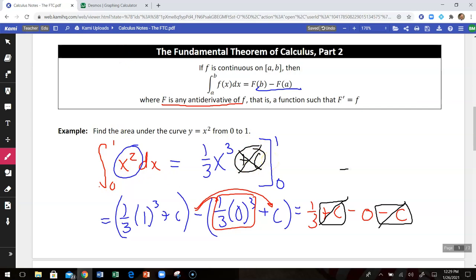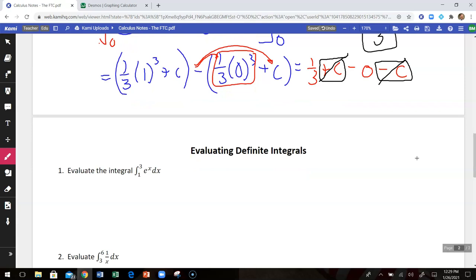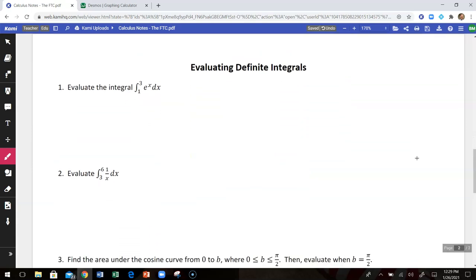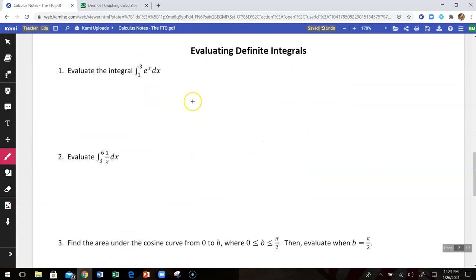So what do I end up with? I end up with an answer of 1/3. So that tells me that the area under the curve of x squared from 0 to 1 is exactly 1/3. Okay, so evaluating definite integrals.